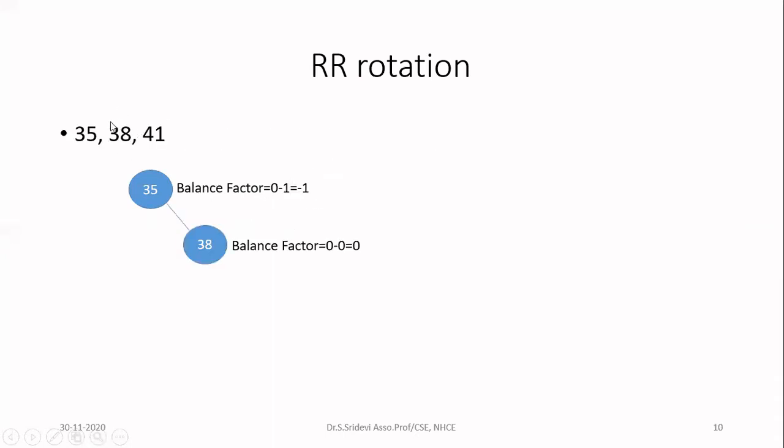Then I am getting the next data, 38. First, I will compare 38 with 35. 38 is greater than 35, so I will insert it in the right subtree. Now I have done the insertion.